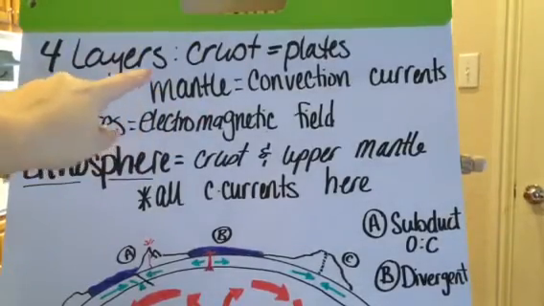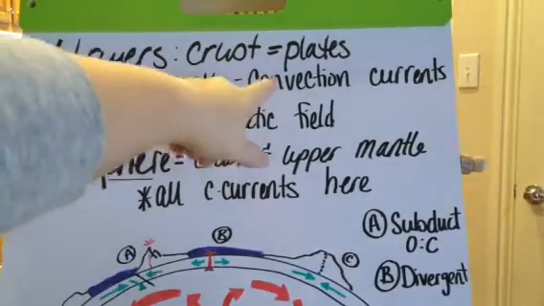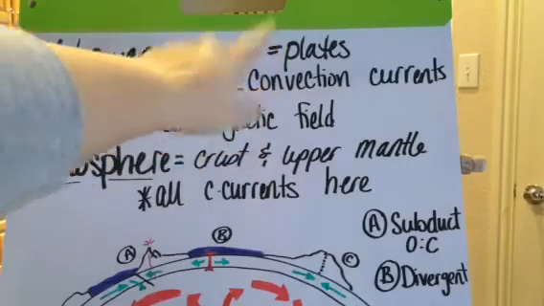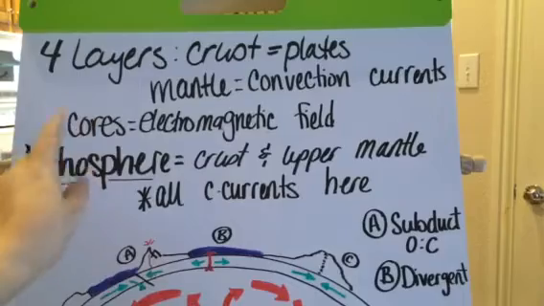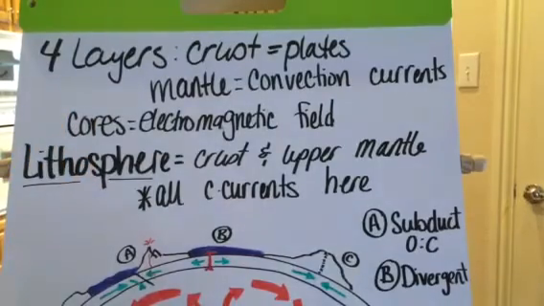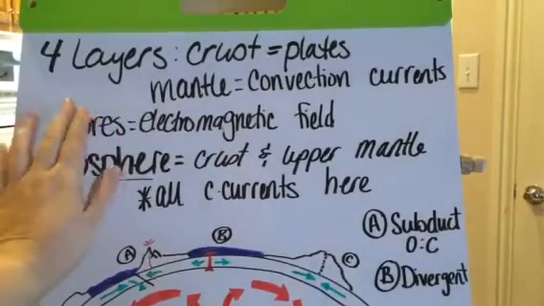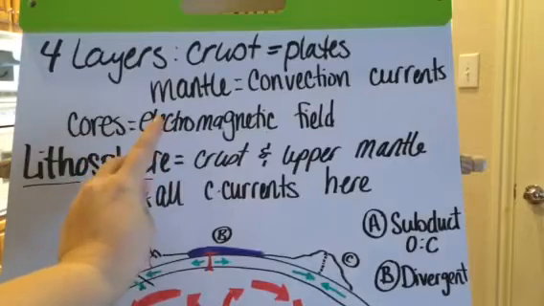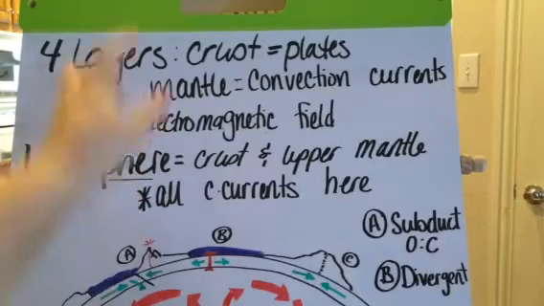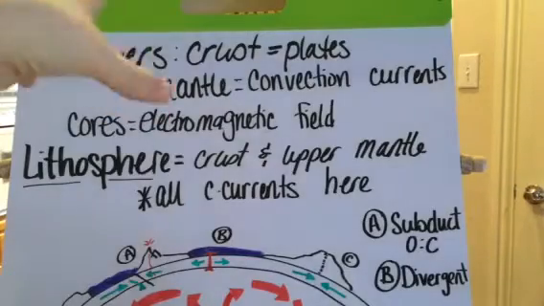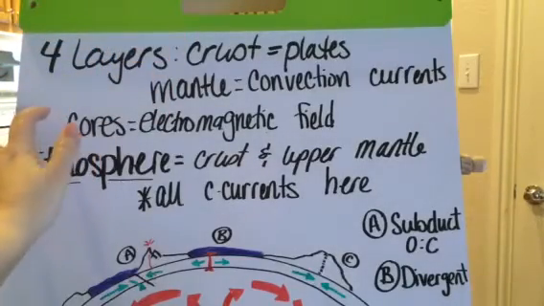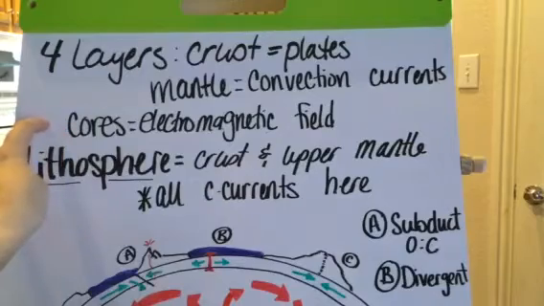But the mantle has what we call convection currents inside of it, and the convection currents are what drive all of the plates' movement. The core, both cores combined, help with our magnetic field. For what we're going to talk about with the 3 major types of boundaries and what they create, this is not really a super important fact, but it's there, so there you go.